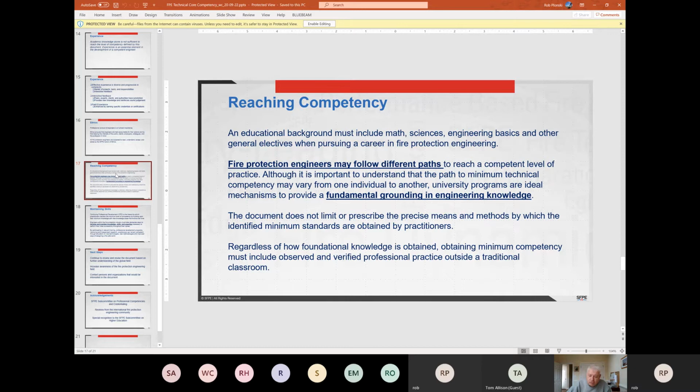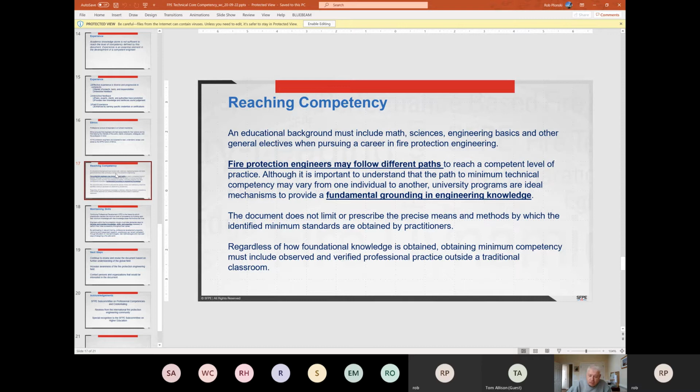The document doesn't limit or prescribe the precise means. As I mentioned to you, it's not a prescriptive document, but a recommendation. It's a document that can be used by many, educationally, by employers and practicing engineers to develop, as well as mentoring and growing junior engineers as well.